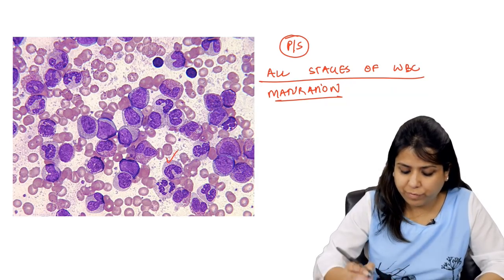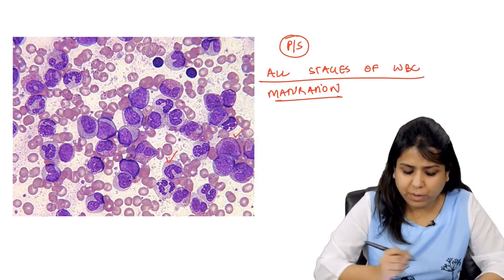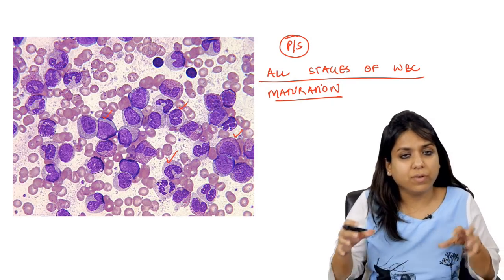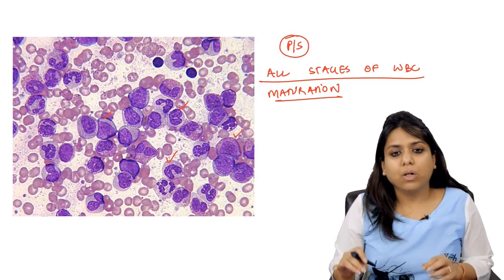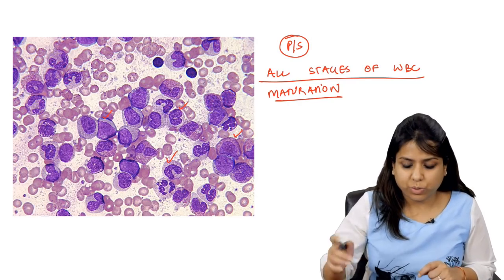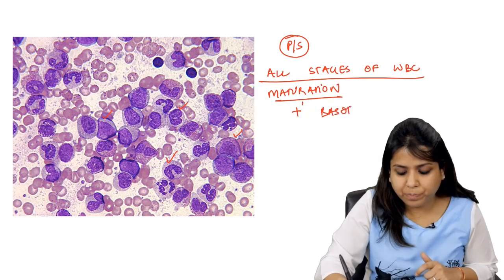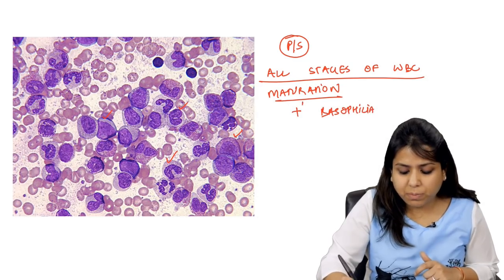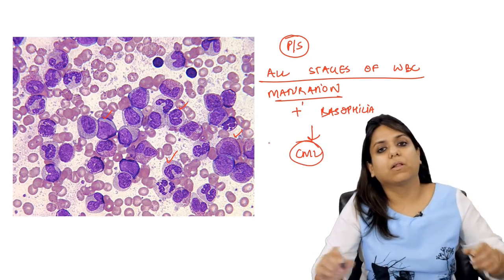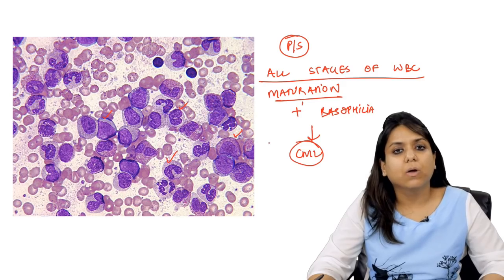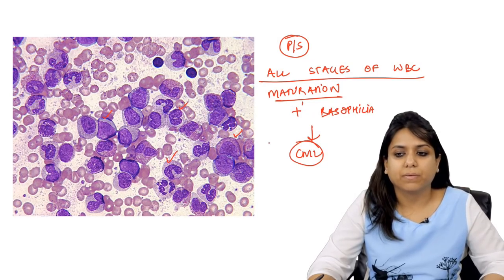Like this is a band form. This is an eosinophilic precursor. Again, a band form. This is a myeloblast. So you have different types of cells. All stages of myeloid maturation plus basophilia. Basophilia is a characteristic feature of CML. It is a characteristic feature of chronic myeloid leukemia or CML, right?